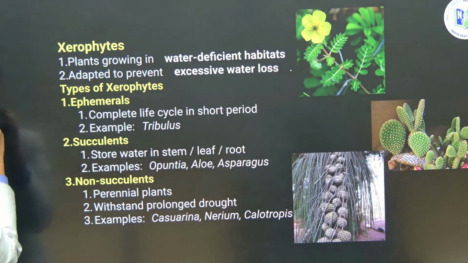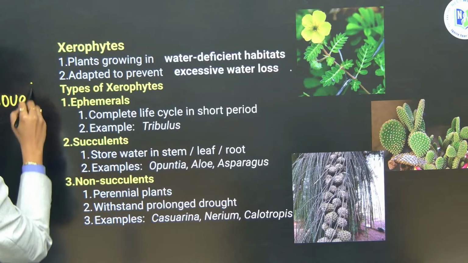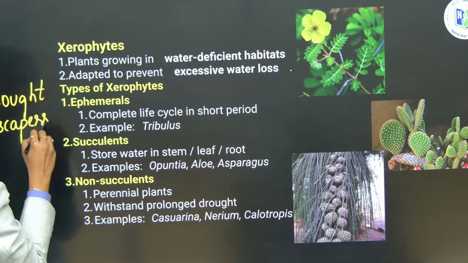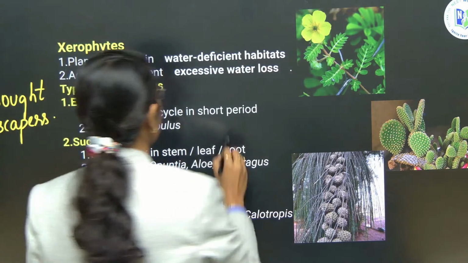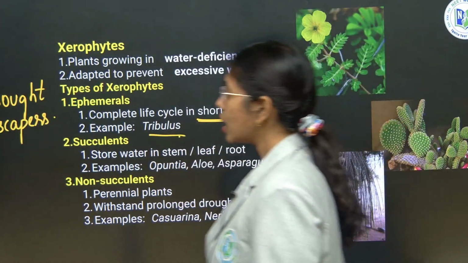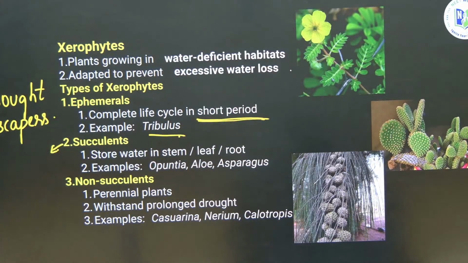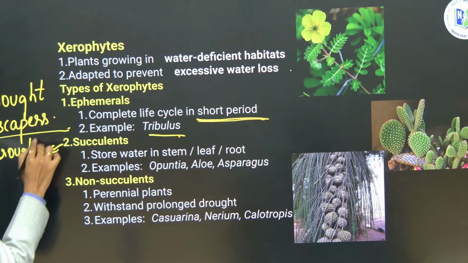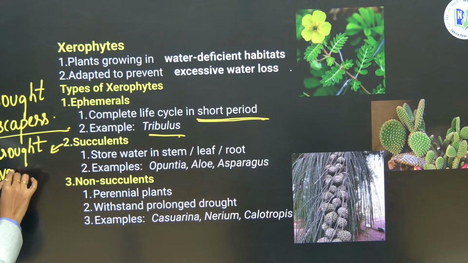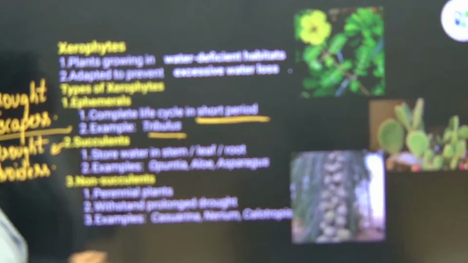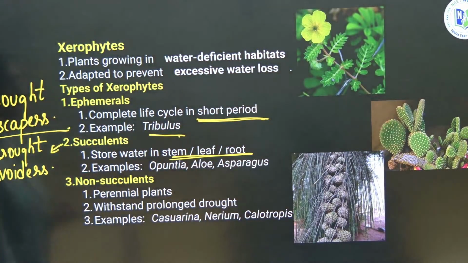They are also addressed as drought escapers, which complete their entire life cycle in a short period. Example is tribulus. Next is succulents, which are drought avoiders. Succulents store water in stem, leaf or root. Examples include opuntia, aloe vera and asparagus.